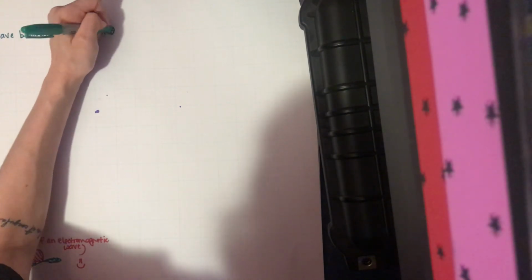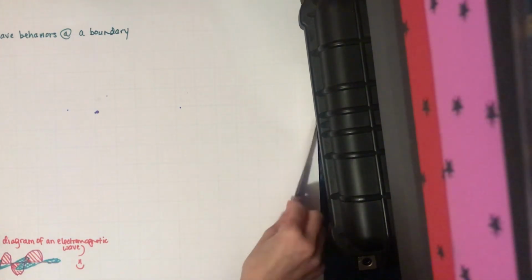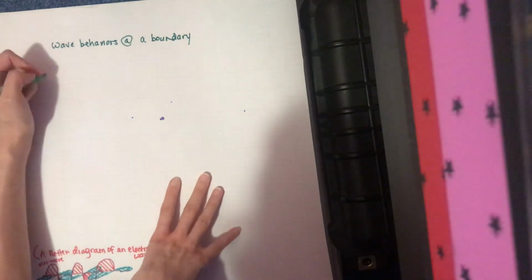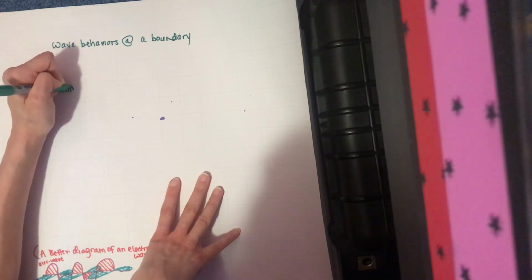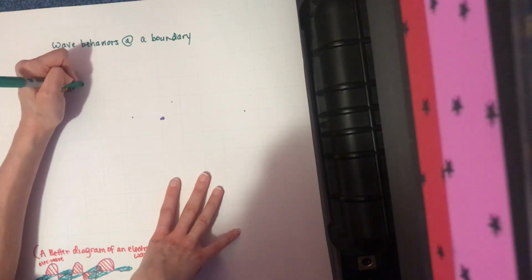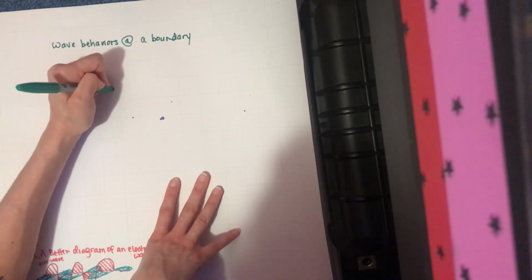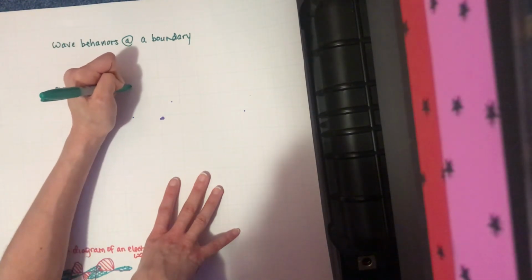So, wave behaviors at a boundary. So let's say we have a wave that starts out in a dense medium, and I'm just going to send one pulse through that medium. And then it's going to transmit into a less dense medium.